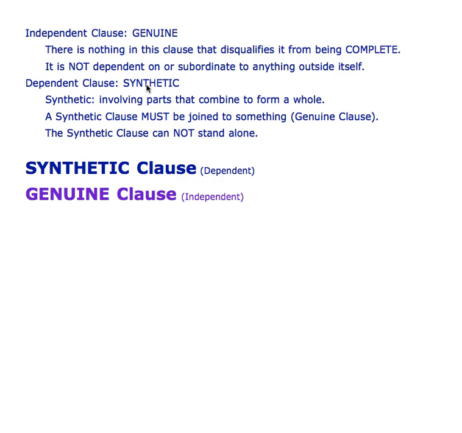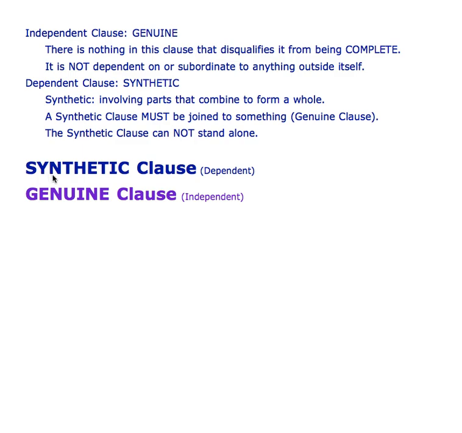In other words, in my mind, I realized that the genuine clause is a complete clause. There is nothing in this clause that disqualifies it from being complete. It is not dependent on or subordinate to anything outside itself. Then I call the dependent clause synthetic because the adjective synthetic means involving parts that combine to form a whole. A synthetic clause must be joined to something, and that's a genuine clause. The synthetic clause cannot stand alone.